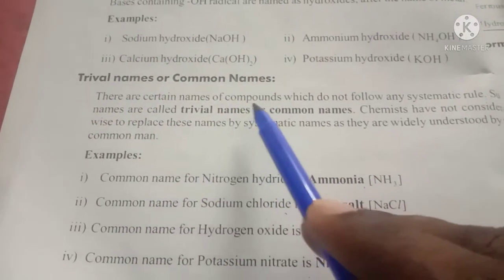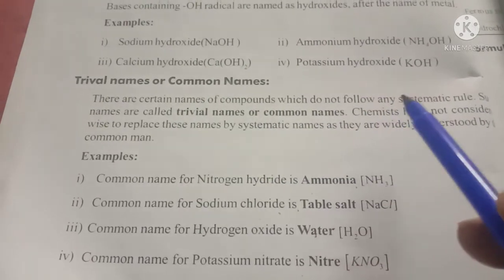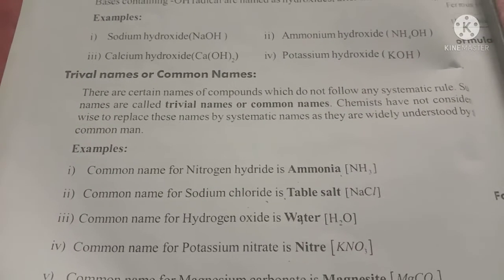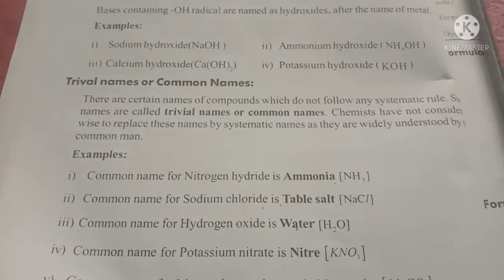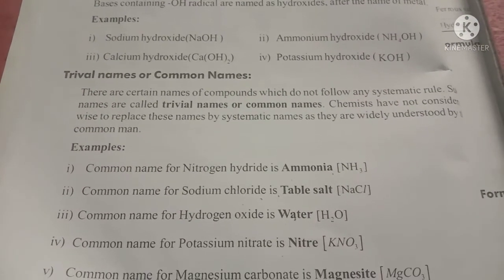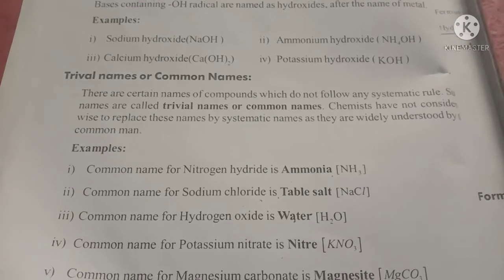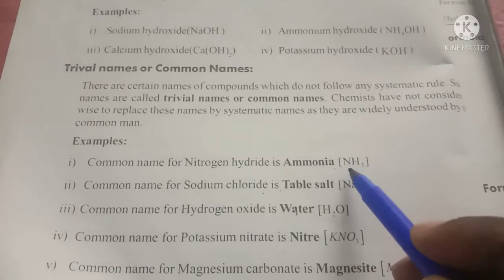So there are certain names of compounds which do not follow any systematic rule. They don't have any rule. They will not follow the rules of acid, or they will not follow the rules of base. We cannot write. See, I gave you NH3.